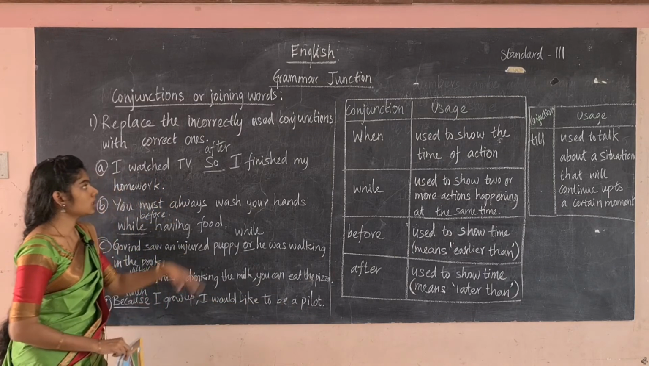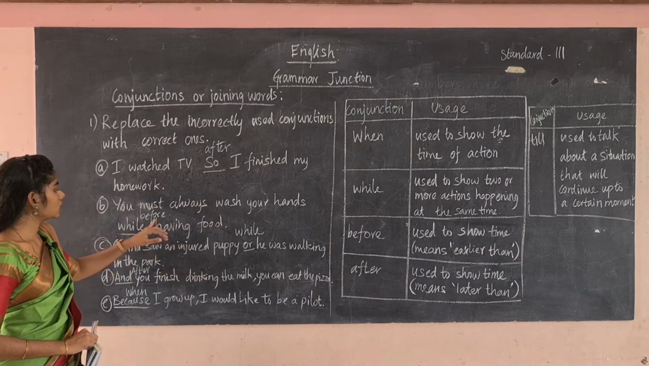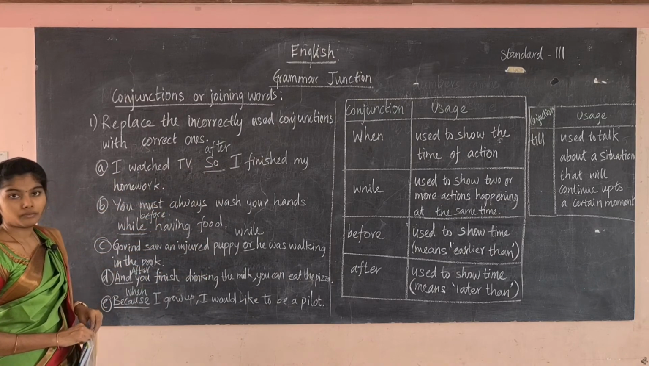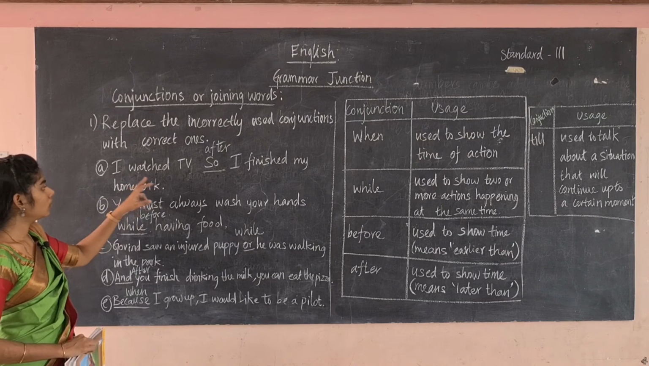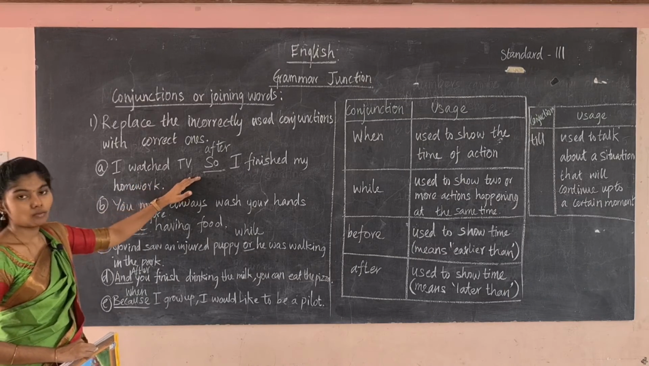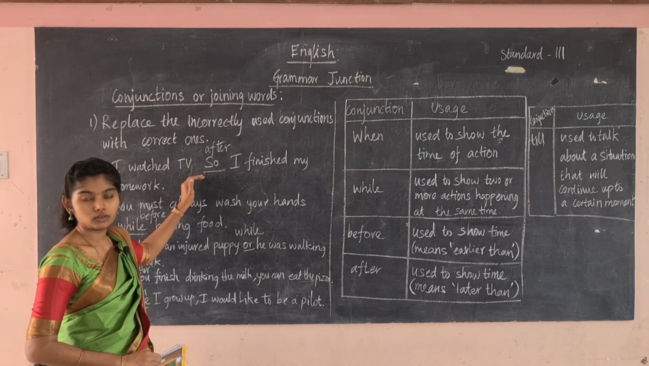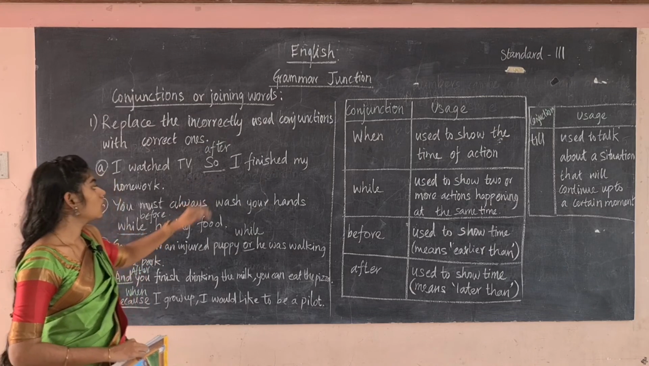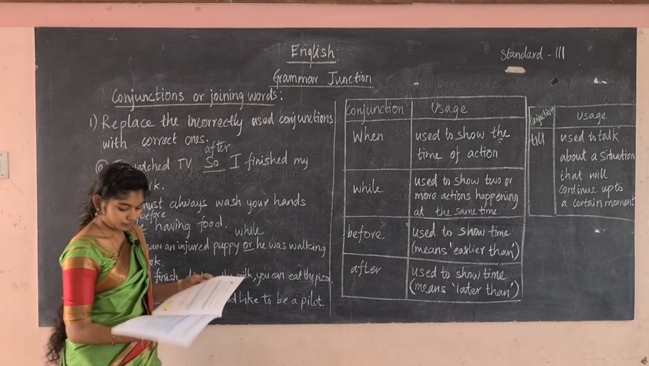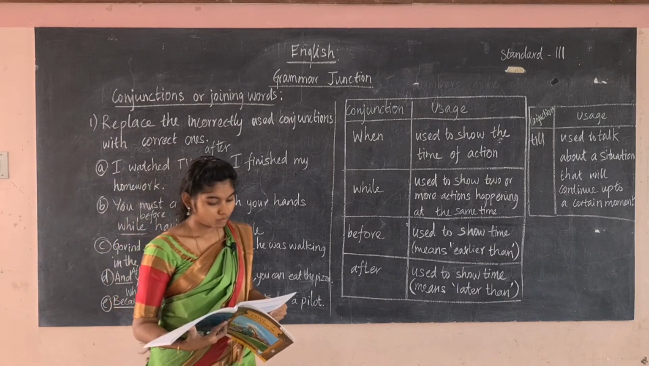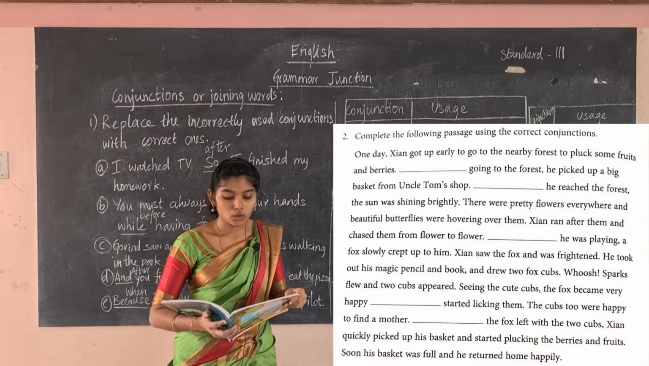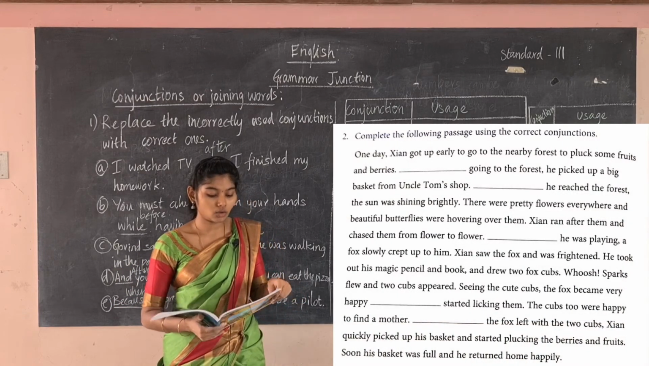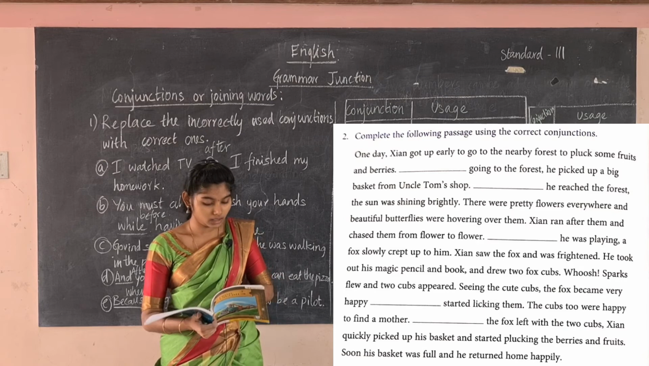So these are the things that we have corrected, the conjunction words which were incorrectly given there. To write, we have to use the words exactly like that. You have to have some idea for this. So the next one is: complete the following passage using the correct conjunction. You are going to complete the passage given here.